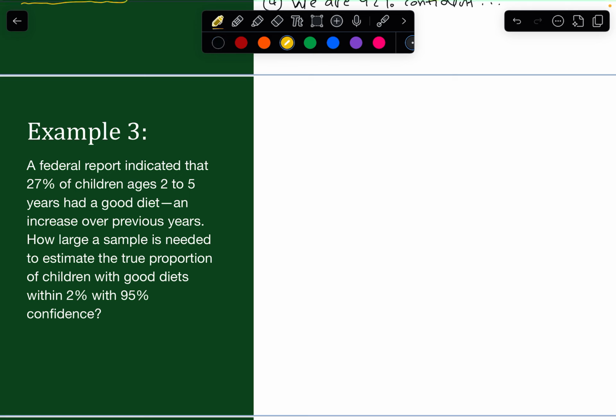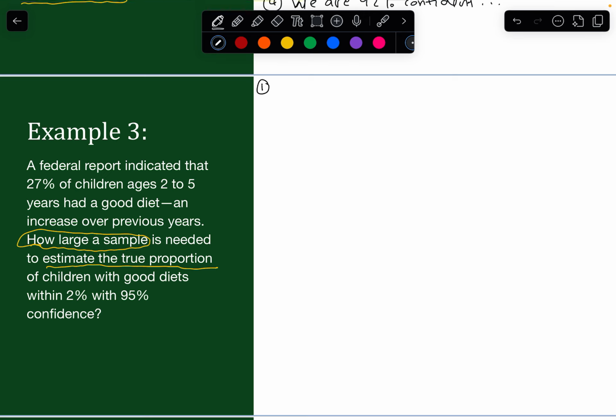So again, I see an estimate of the true proportion, which gives me an idea that this is a proportion question. And it says how large a sample. So I know that while this is a proportion question, it's not interested in an estimate for the proportion as much as it's interested in a sample size. So I'm going to keep that in mind when I get down to step 3.